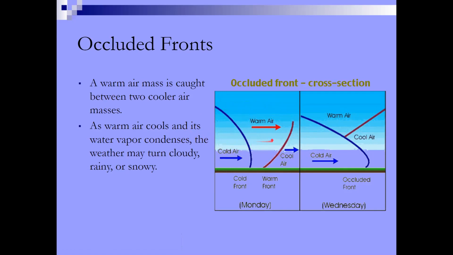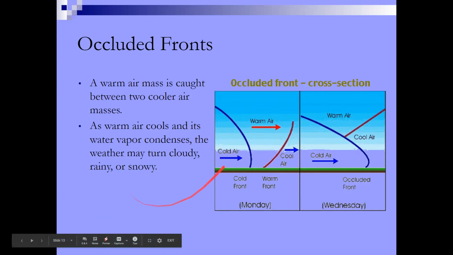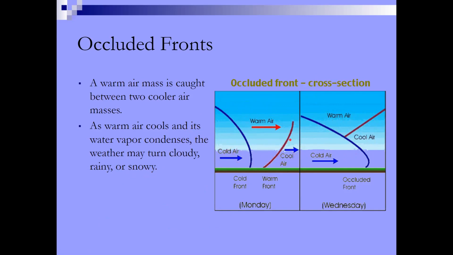And what happens is over a couple of days, that warm air can almost get trapped. You see how it's not even touching the ground? And that causes a lot of uplift. A lot of that warm air gets pushed up very quickly. So these can be some decent storms, because that warm air gets wedged in between, gets pushed up in the atmosphere, cools, condenses quickly, and you get rain or snow.